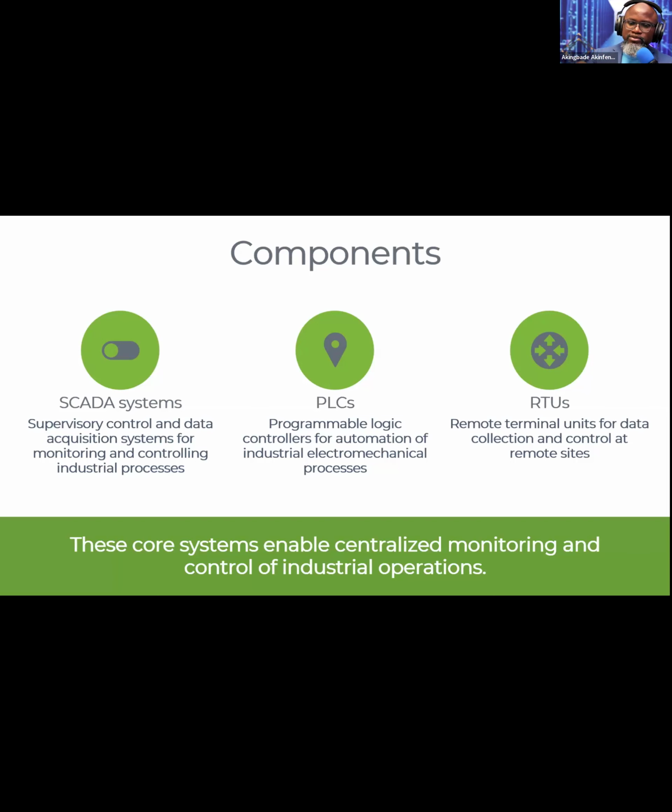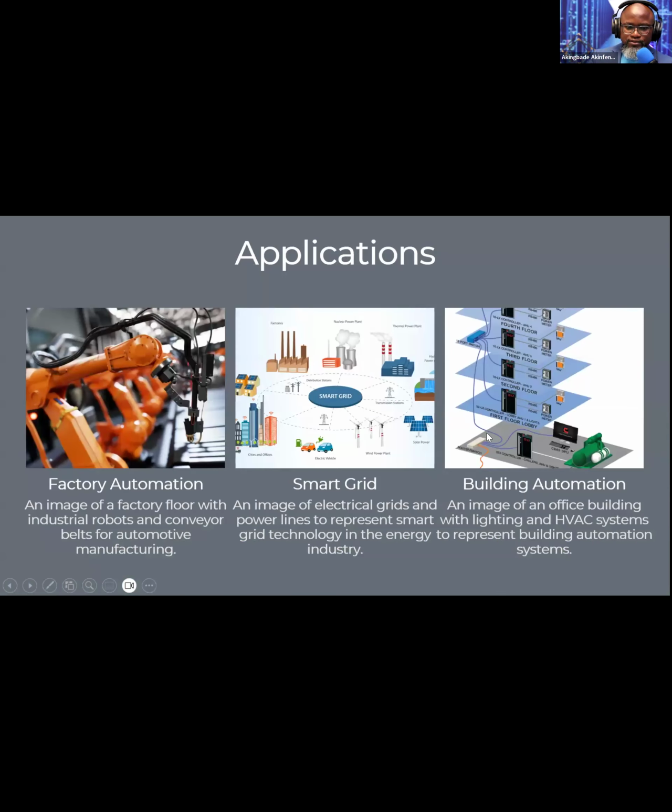Then we have the remote terminal units, RTU, for data collection and controls at remote sites. These are the common terms you will see in the world of OT. Now you can see here the factory. This is the robotics I'm talking about. You can see smart grids, building automation. All of this is the new normal. Guess where the attackers are focusing right now?